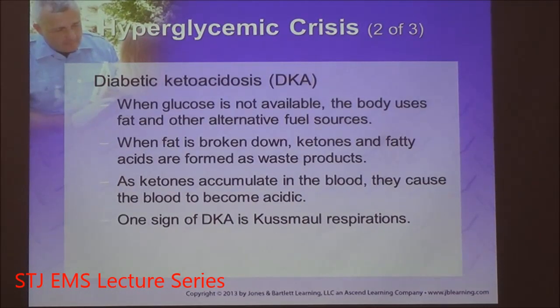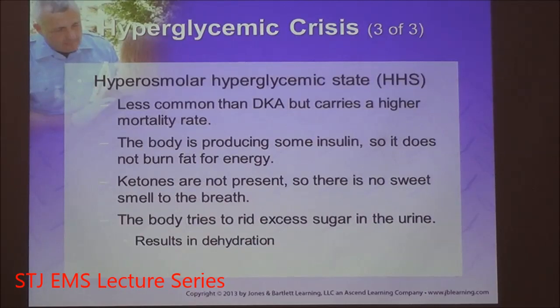So it's going to start getting rid of CO2, another source of acidosis. So what's going to happen is you're going to get deep, rapid respirations known as Kussmaul's respirations. It's an attempt by the respiratory system to combat the metabolic acidosis being caused by the buildup of ketones and fatty acids from burning fat, from metabolism.